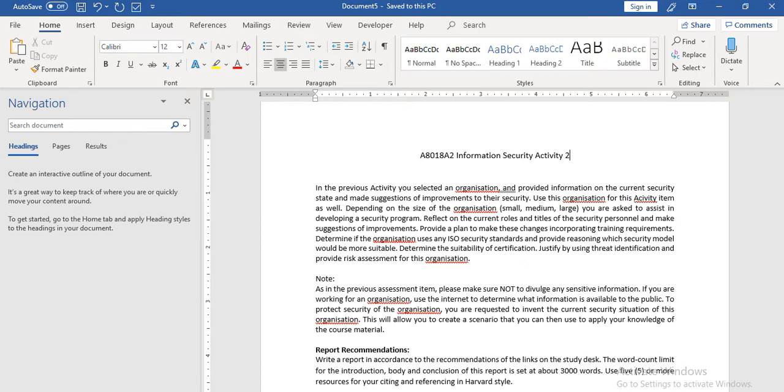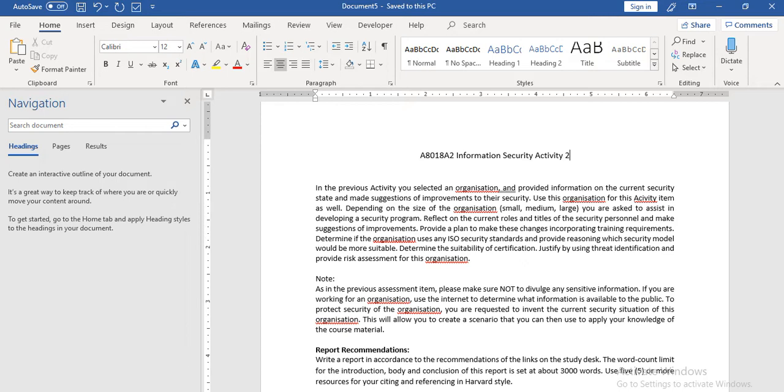So what should this report do? It should reflect on the current roles and titles of the security personnel. For example, the organization will have a clear organization structure, and the organization structure will consist of various roles and responsibilities that are assigned to control security issues in the organization. So we will be creating certain employee roles who will be handling security management related problems. If the organization does not have certain roles to handle it, then we try to create a new role. All right, so that is the first activity.